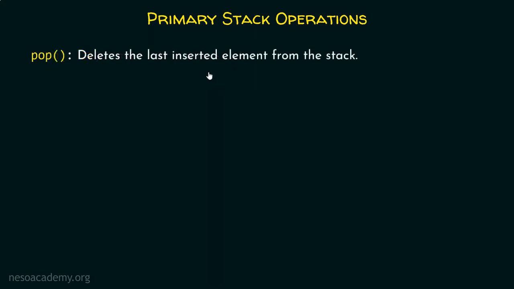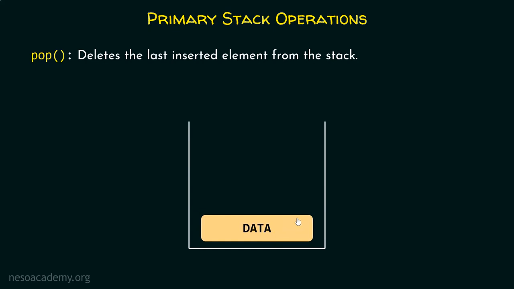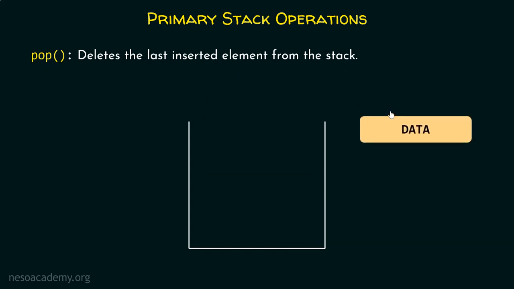Now the second primary operation is pop operation. It simply deletes the last inserted element from the stack. As simple as that. Okay. So here is the stack and this is the last inserted element in the stack. So it simply deletes this data, or it simply moves this data outside the stack. Okay. This is how it looks like, right? This is how you can imagine.